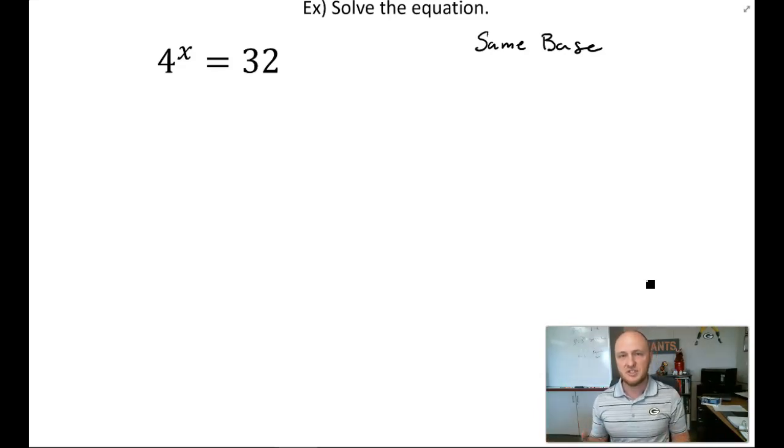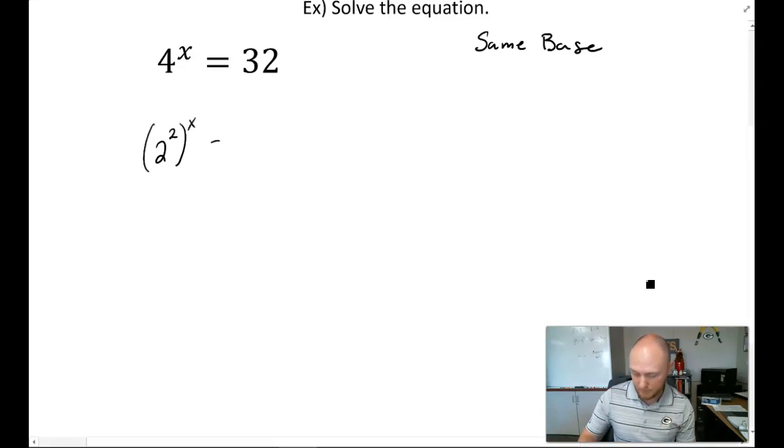So what we have to do in this situation is we have to change both sides. 4 to the power of x, this is 2 squared. 32, that's 2 to the power of 5. Now, I chose those specific ways to rewrite the expression because both of those are base 2. I have to find the base that they can both be the same to use the exponential property of equality here.